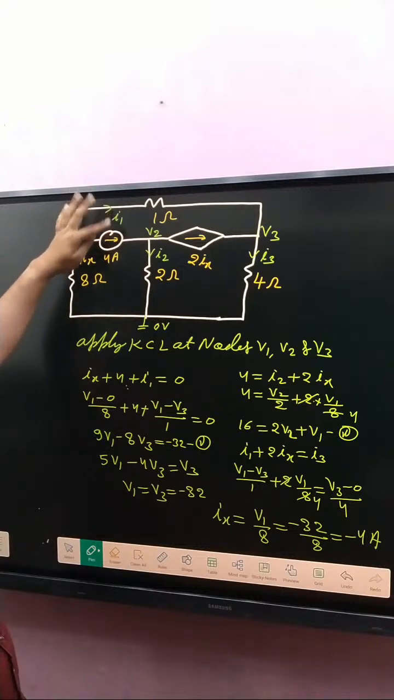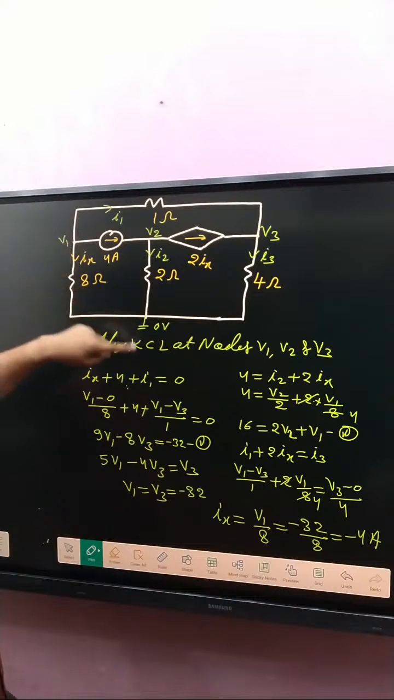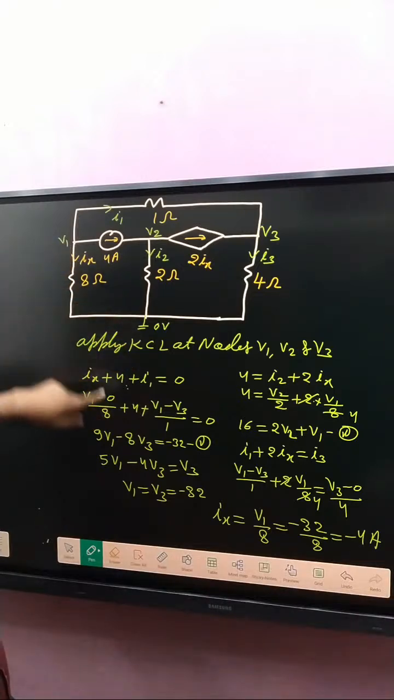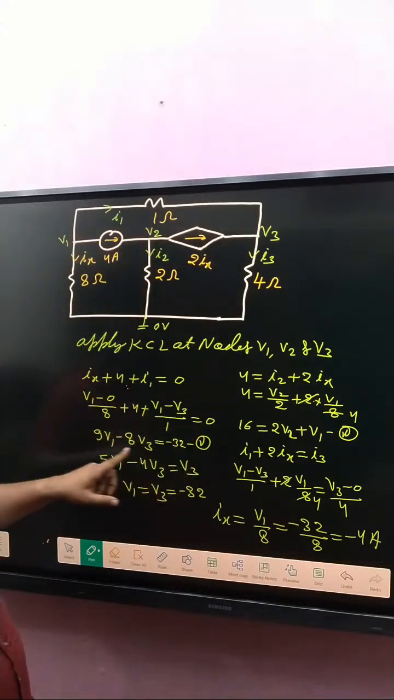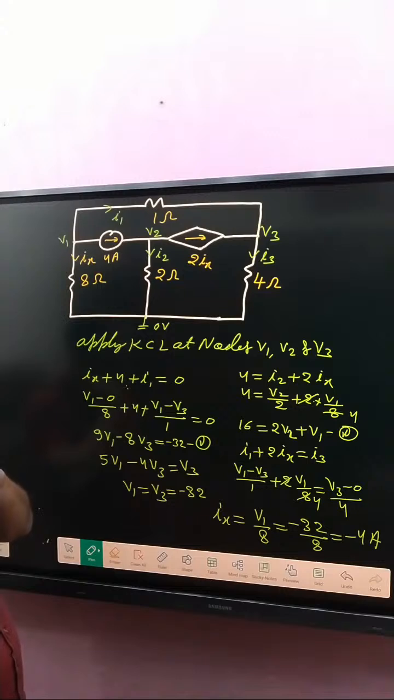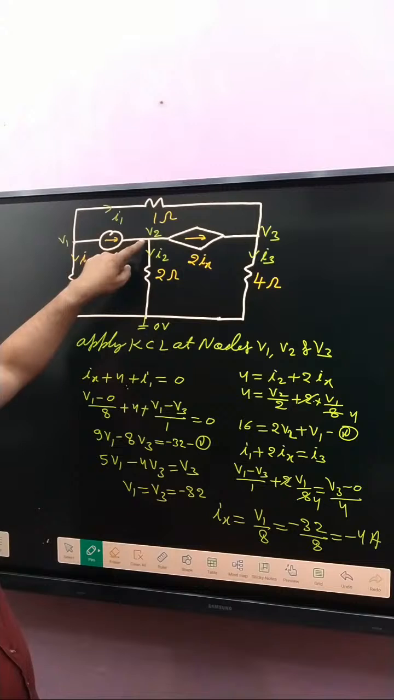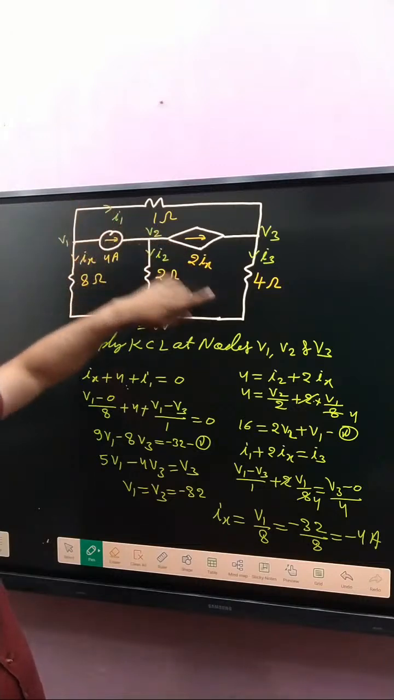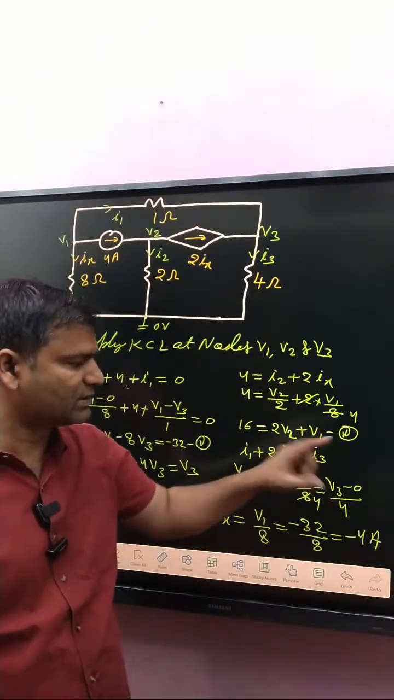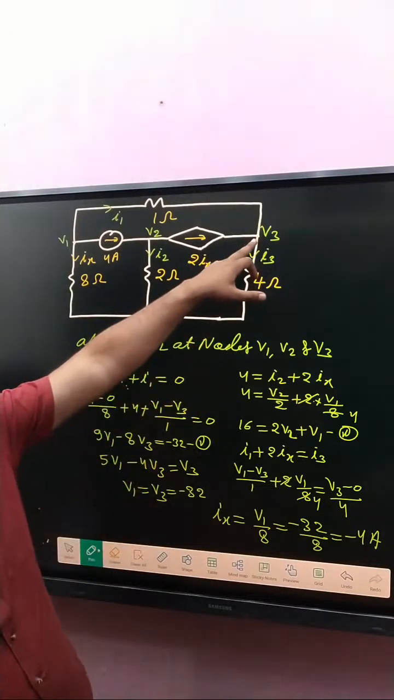So Ix plus 4 plus I1 is equal to 0. Ix is written as V1 minus 0 divided by how much? 8. And what about I1? I1 is V1 minus V3 divided by 1. After solving, we get like that. After that, apply KCL here, and 4 ampere incoming current, 4 is equal to I2 plus 2Ix. Then we get how much? Equation number 2.